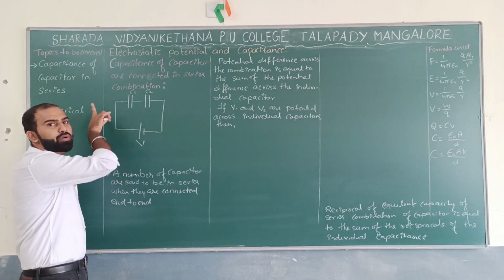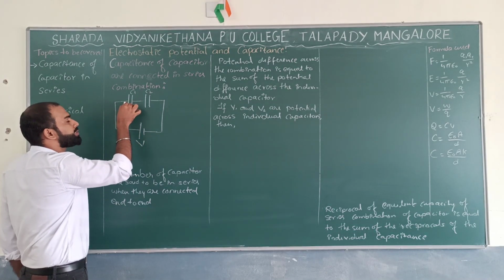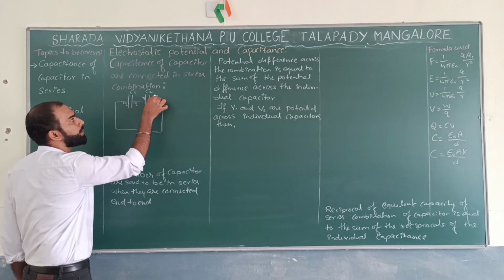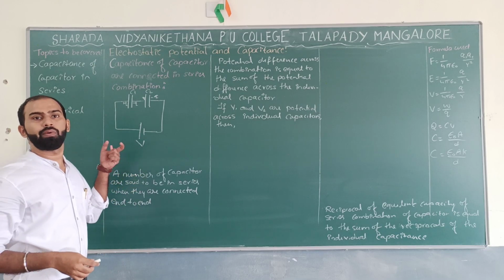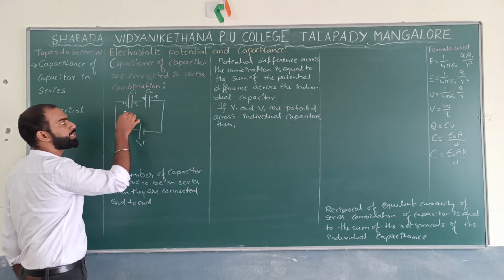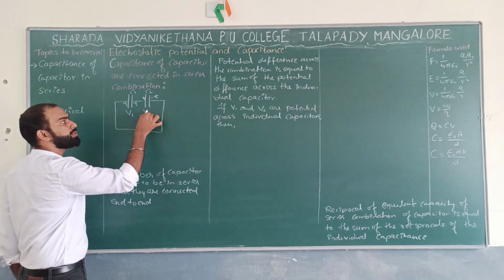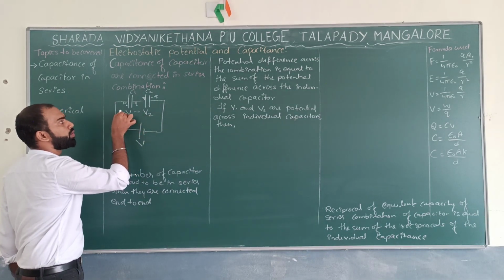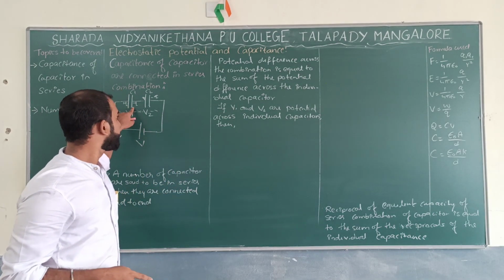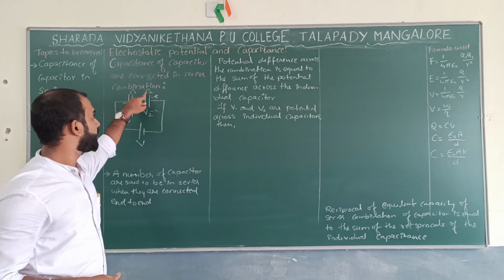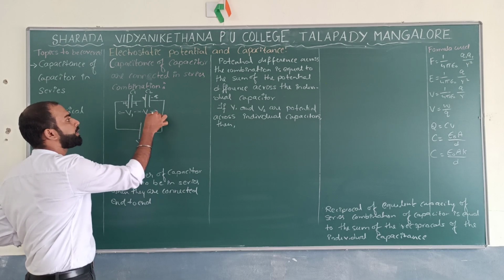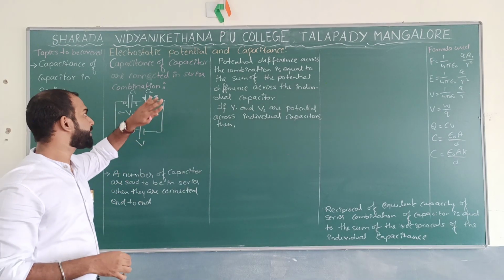Now, when I apply a potential difference, what charge is stored here? That is plus Q and minus Q. Here plus Q and here minus Q. Whenever we connect two capacitors in series, the potential difference across C1 is V1, and the potential difference across C2 is V2. So this is how we represent capacitors in series.